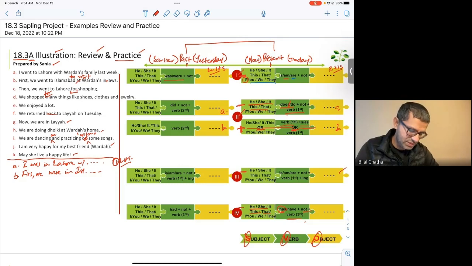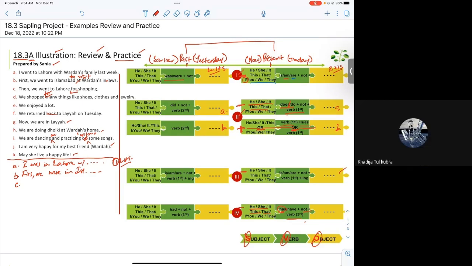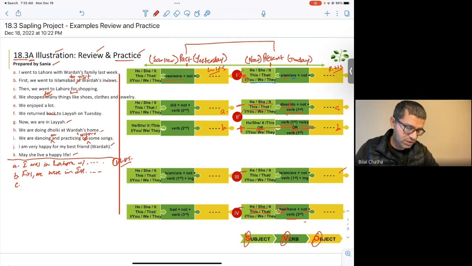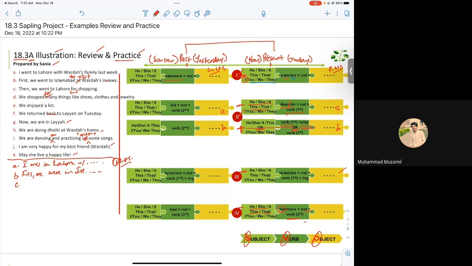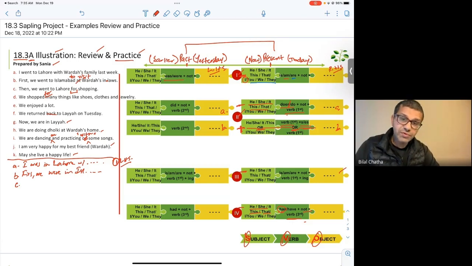Now let's move to the statements. Khadija, do you have a suggestion for sentence B? Yes, sir. We can say that her in-laws welcomed us in Islamabad. Okay, very good. Muzammal. Yes, sir. First, we were in Islamabad and visited Varda's in-law. Very good. Now let's move to statement C: Then we went to Lahore for shopping.